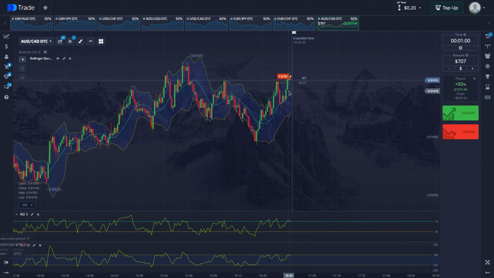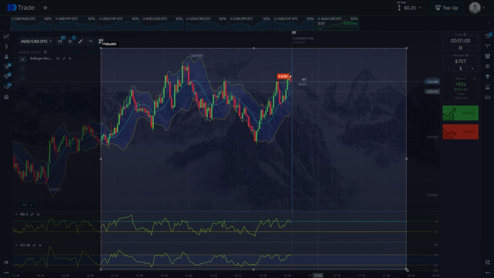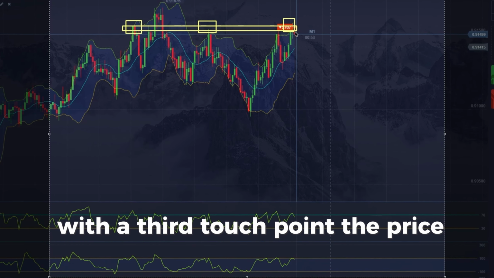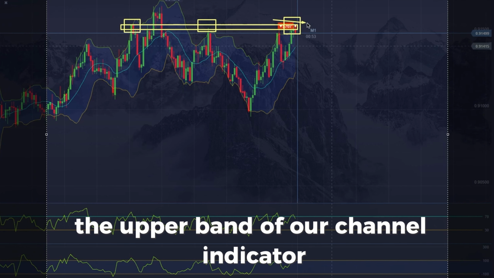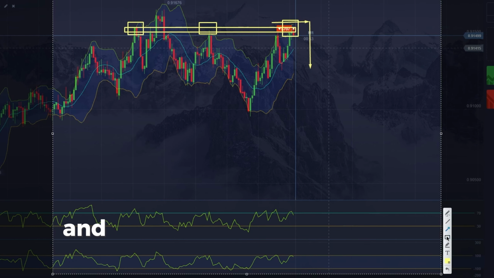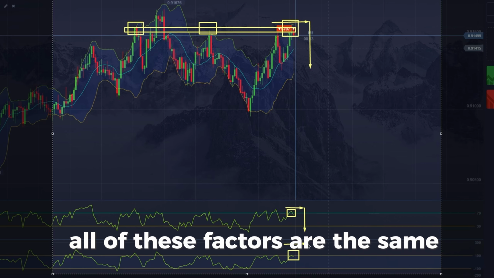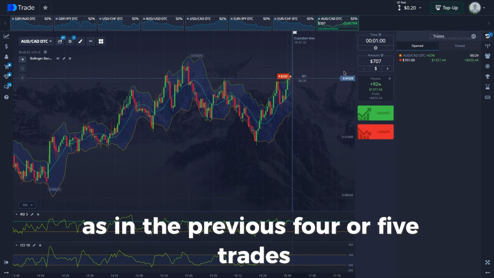And here, we will also open a trade, again on a downward trend, but we are opening based on the same principle. What enhances our setup here is the resistance zone. With a third touch point, the price touches the upper band of our channel indicator, the price is moving down, and we also see an exit from the overbought zone. All of these factors are the same as in the previous 4 or 5 trades we opened.